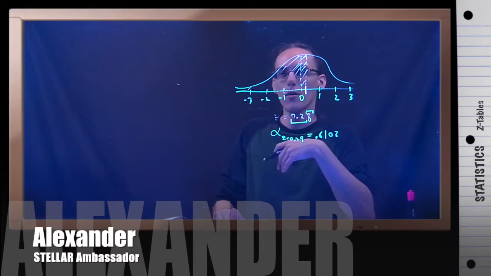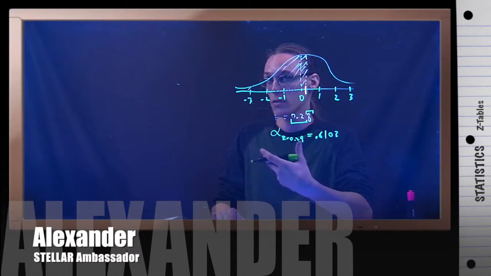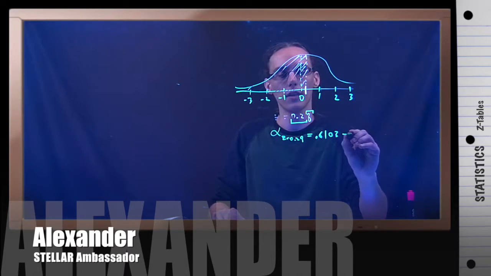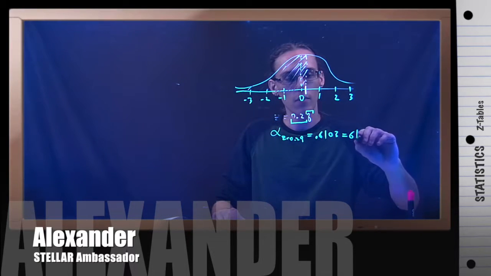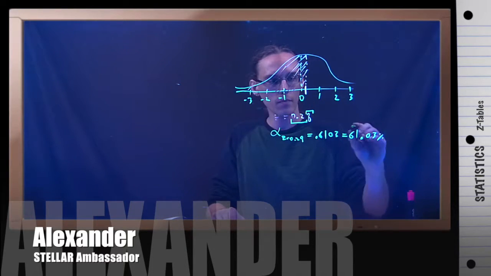0.6103. Now, they're probably going to be asking you for a percentage a lot of the time, and so you'll be expected to convert that. So just move this over 2 hops to the right, and you get 61.03%. And so there we go.